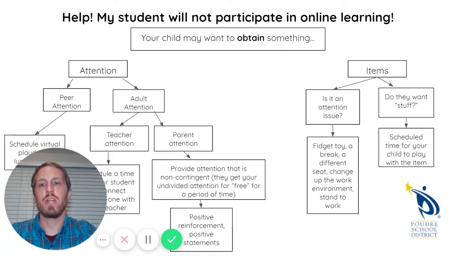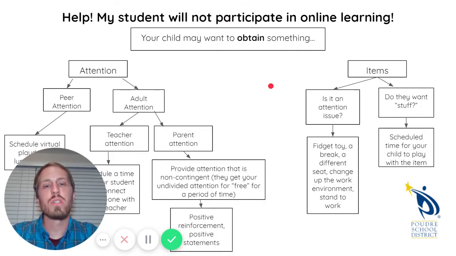The other side of the chart here you can see is when students are trying to obtain or get something. And so the big two things when we think about obtaining or getting something are they're looking for attention or they're looking for items and things. And so you can look through here and see that if they're looking for peer attention, there's some ideas around that. If they're looking for adult attention, either teacher or parent attention, there's some ideas around that also.